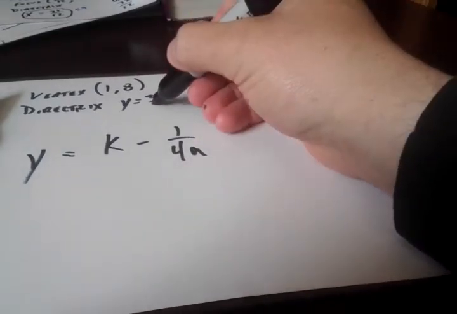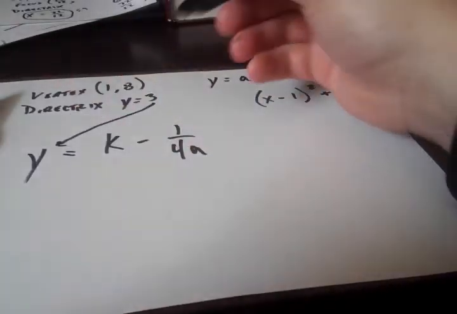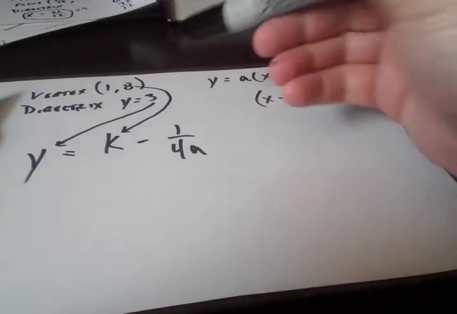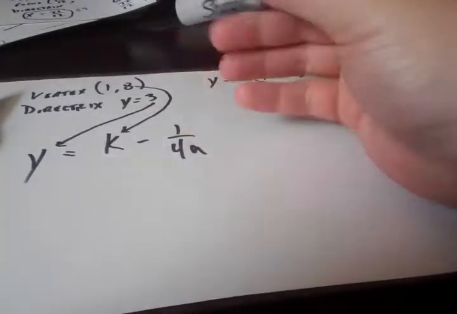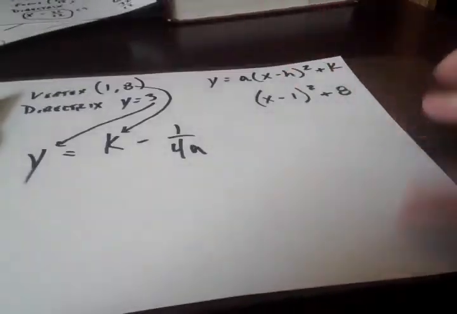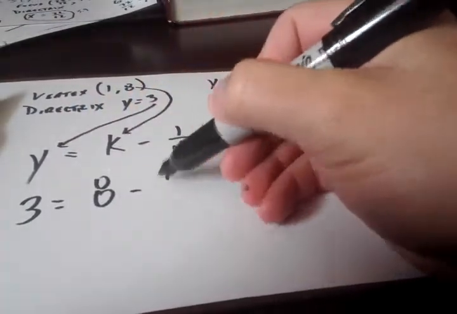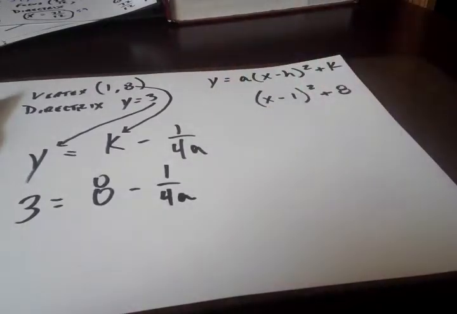The good news is we know what y is. They told us that. And we also know what k is. So we're going to plug in y from our directrix formula and k from our vertex. So I have 3 equals 8 minus 1 over 4a.